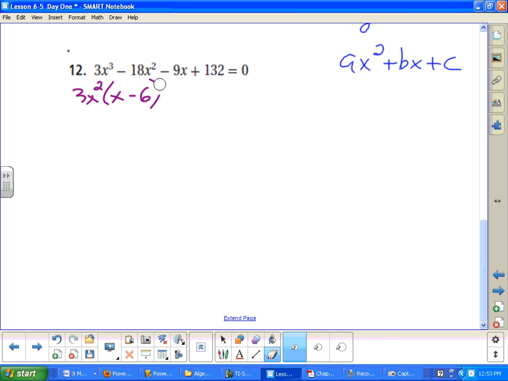So what I'm going to do then is I'm just going to graph it. So put this in your y equals.